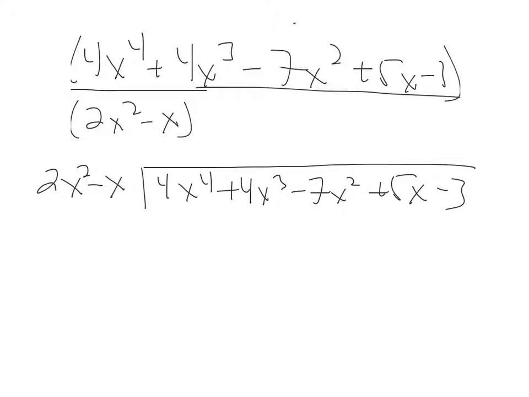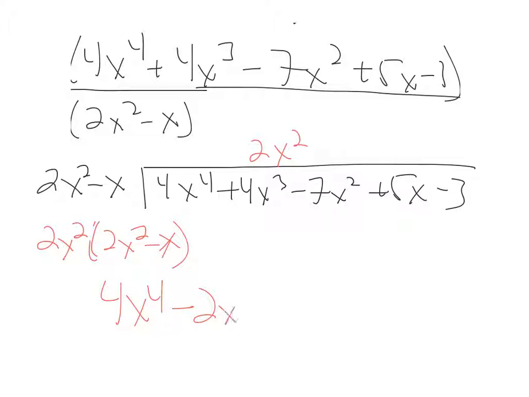And I'm going to ask myself, what times 2x squared gives me 4x to the 4th, and I hope you're thinking 2x squared. Maybe I should line it up over the x squared, but that doesn't really matter. And then I'm going to multiply. Hopefully you remember in long division, and you watched the video earlier. Hopefully you watched that video before. So what is that going to be? 2x squared minus x is what I'm multiplying by. So that's going to give me 4x to the 4th minus 2x cubed if I distribute that through. Okay?